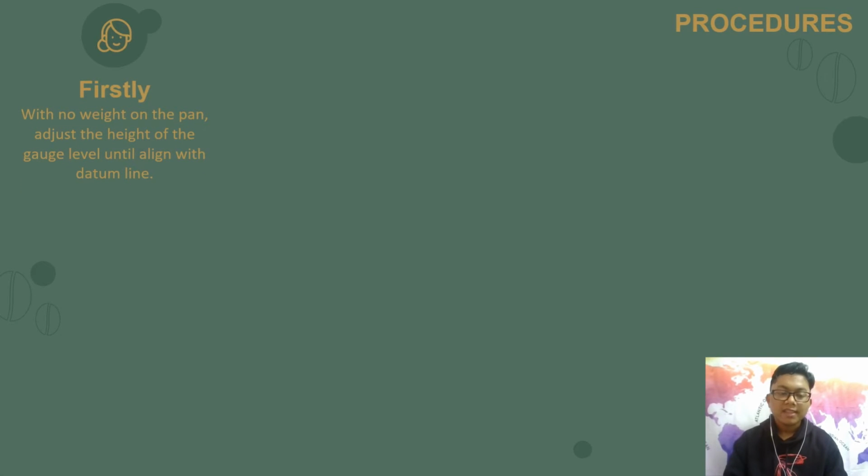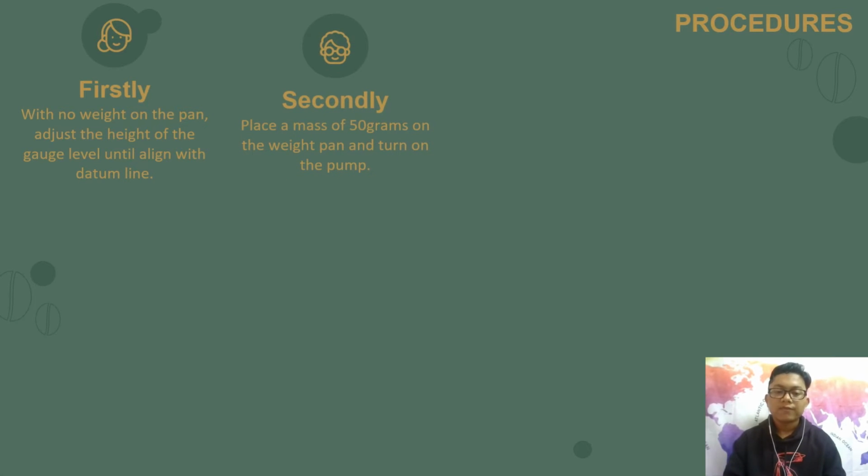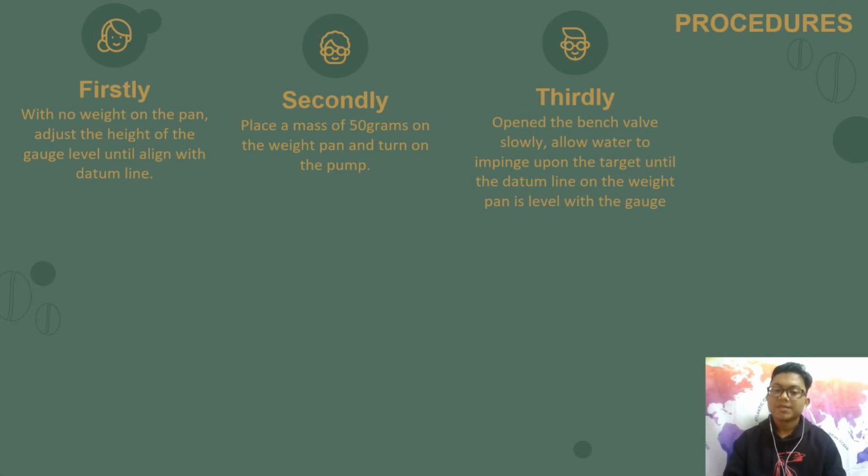So for the procedure of this experiment, firstly, with no weight on the pen, adjust the head of the gauge lever until aligned with the datum line. Secondly, place a mass of 50 grams on the weight pen and turn on the pump. Thirdly, we open the bench valves slowly to allow the water to impinge upon the target until the datum line on the weight pen is level with the gauge.